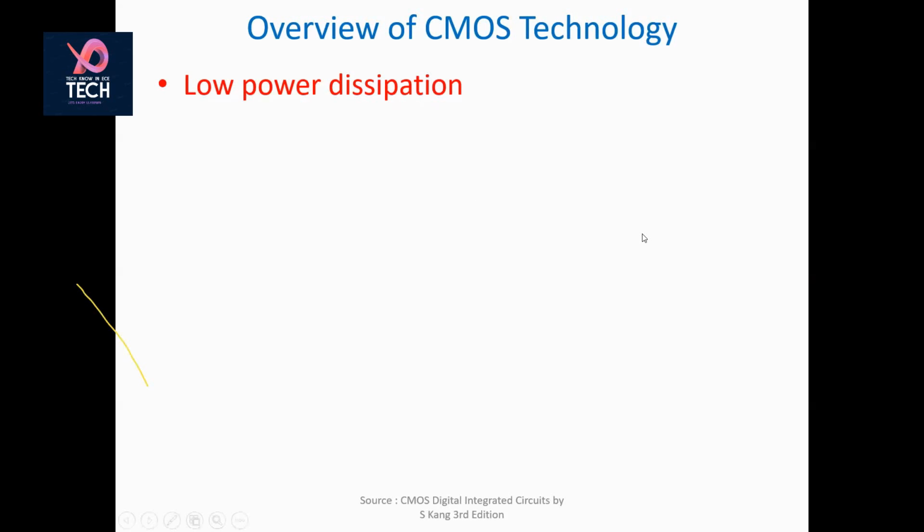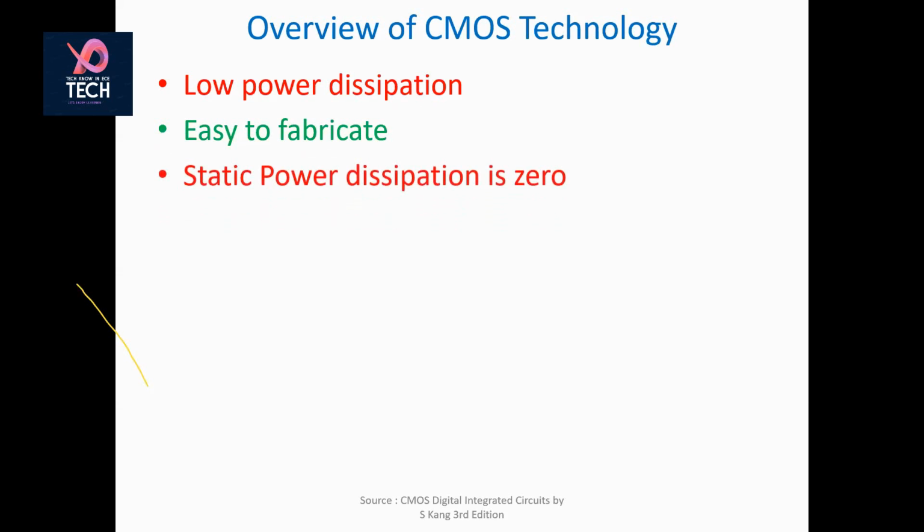Now, next thing that is of importance is that it is easy to fabricate. Because most of the fabrication labs these days are working with CMOS technology. So there is a well-known procedure by which things are being fabricated. So that's why CMOS is quite easy to fabricate using various procedures, twin tub or twin well, N well, P well. So fabrication is quite easy. So that's the other reason CMOS technology is being preferred. Static power dissipation is zero, that I have already discussed.